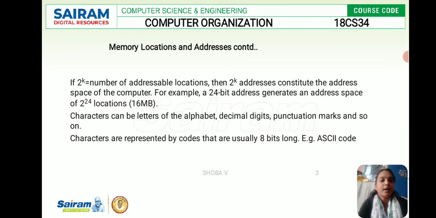For example, 2 power 8. By using this 2 power k minus 1, we can get the addressable locations, and here is an example I have given. A 24-bit address generates an address space of 2 power 24 locations, which is nothing but 16 MB. Characters can be letters of the alphabet, decimal digits, punctuation marks and so on. These characters are represented by codes that are usually 8 bits long, for example ASCII code, the American Standard Code for Information Interchange.